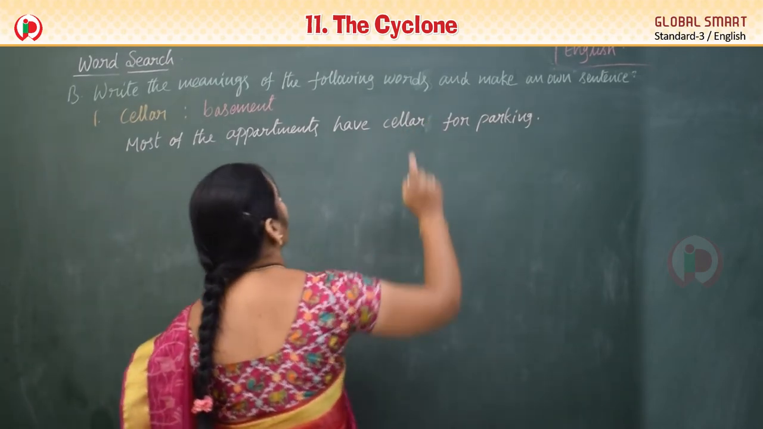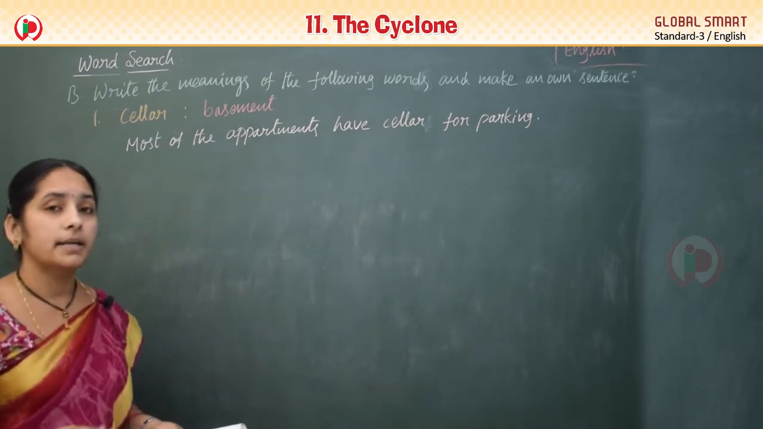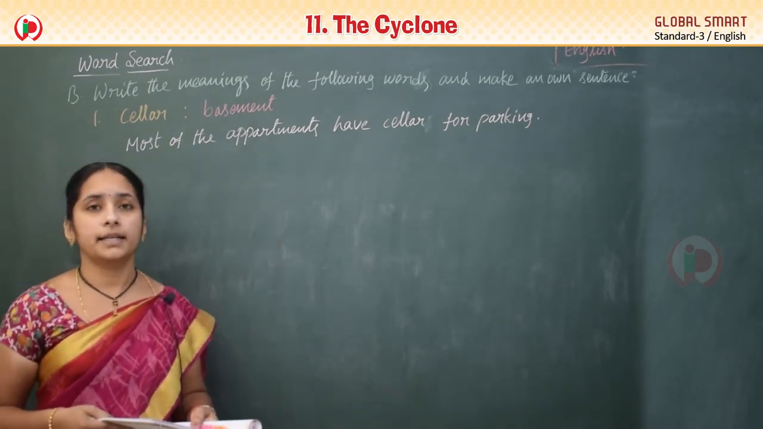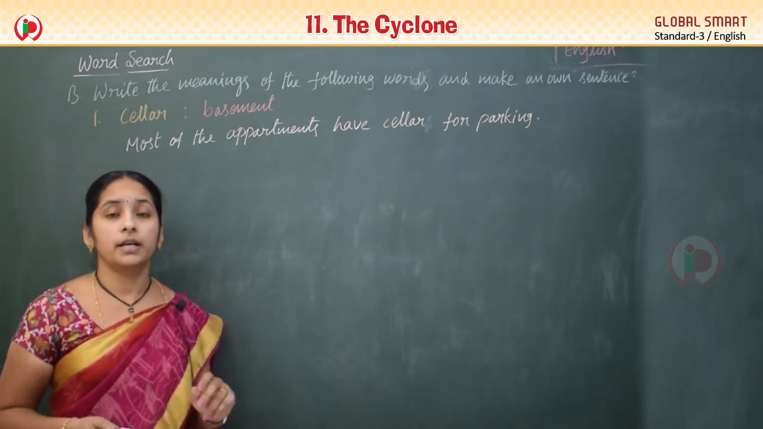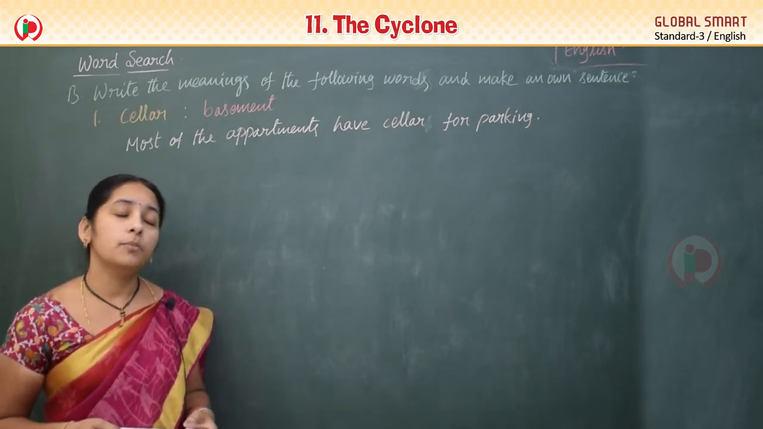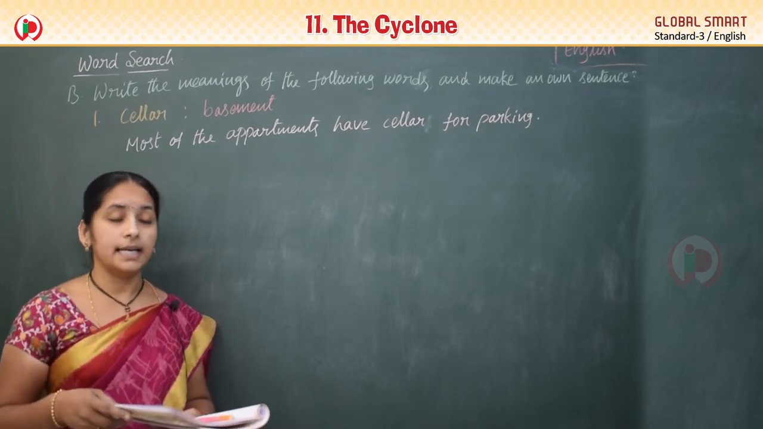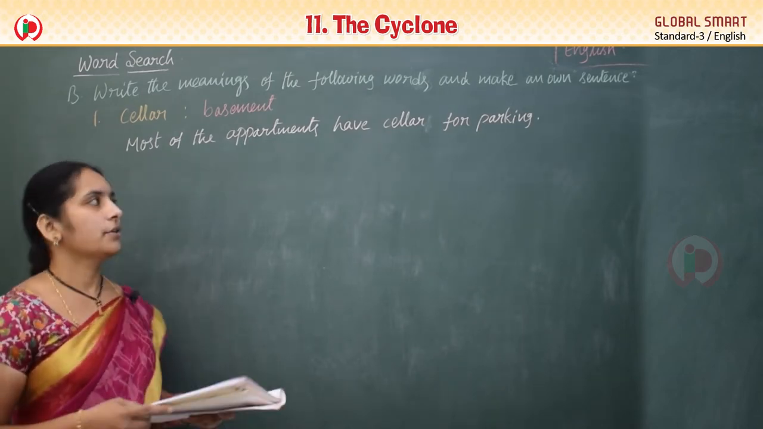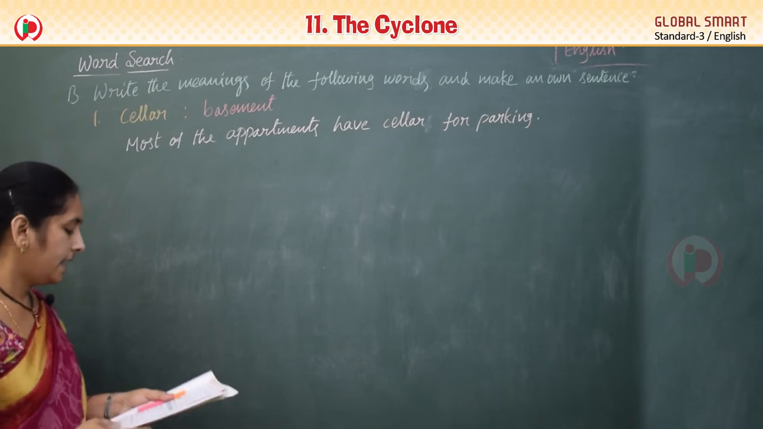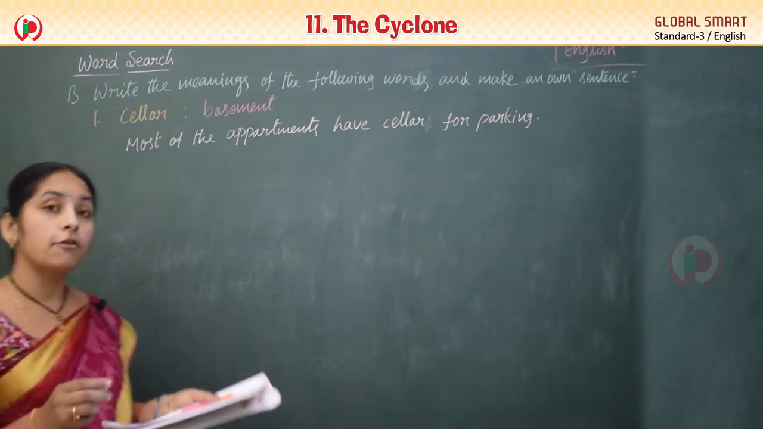So write cellar only. Most of the apartments have cellar for parking. Right, an underground place we call it, that is cellar. Almost all the apartments have a cellar, na? So we park our vehicles in that cellar only, right? So that is very easy, na? You can write. And see the second one.